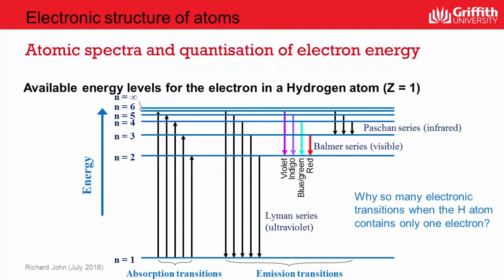A question that's often asked about this diagram is, why are there so many possible transitions occurring simultaneously when there is only one electron in a hydrogen atom? And the answer is that any sample of hydrogen atoms contains trillions of atoms, and across all of these atoms, all of these transitions are occurring. So the net effect is that a sample of gas will show all of these spectral emissions simultaneously.